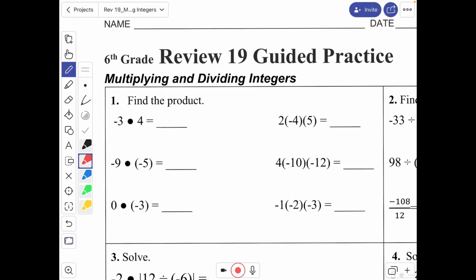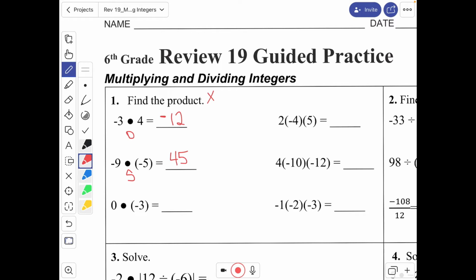Number 1. It says find the product, and product just means the answer to multiplication. The first one is -3 times +4. They have different signs, so the answer is going to be negative. 3 times 4 is 12. On the next one, the signs are the same, so the answer is going to be positive. But usually if the answer is positive, we don't put a plus sign, we just put the answer. So -9 times -5 makes 45.